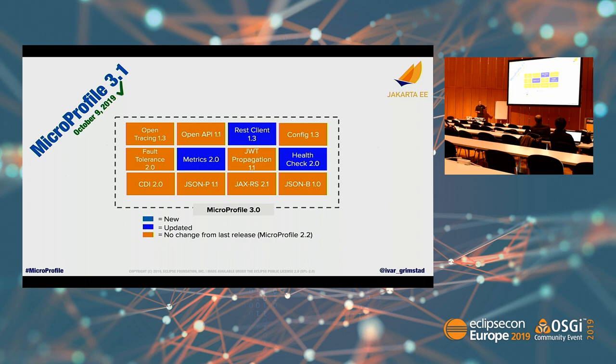So from the top corner, we have OpenTracing, which adds the possibility for distributed tracing. So you can use Zipkin or Jaeger to trace your calls across services. You have OpenAPI that helps you generate Swagger documentation, so you can document your services very easily.